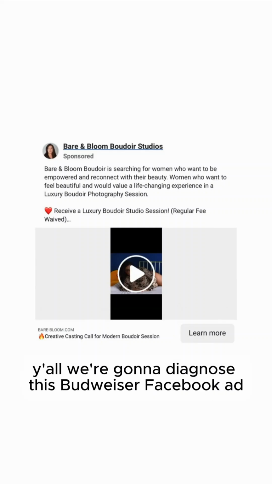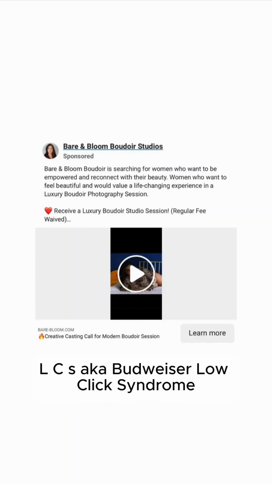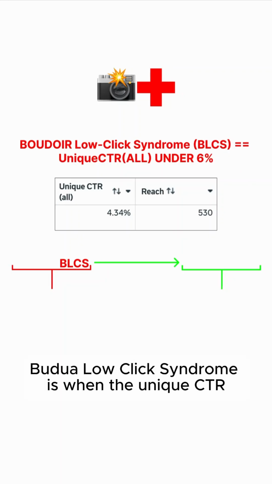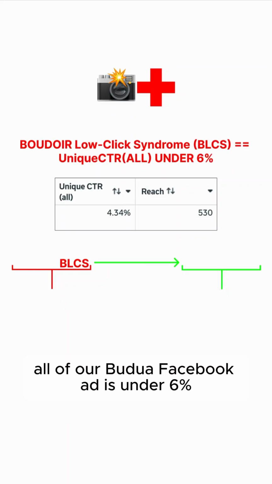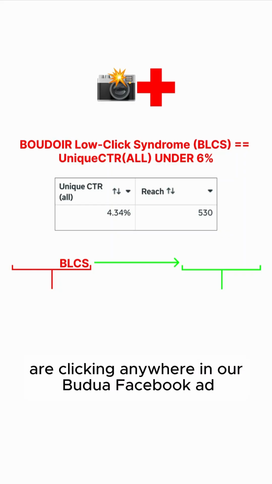All right, y'all, we're going to diagnose this Boudoir Facebook ad, see if we believe it has BLCS, aka Boudoir Low Click Syndrome. So BLCS, Boudoir Low Click Syndrome, is when the unique CTR of our Boudoir Facebook ad is under 6%. That means fewer than 6 out of 100 women are clicking anywhere on our Boudoir Facebook ad.